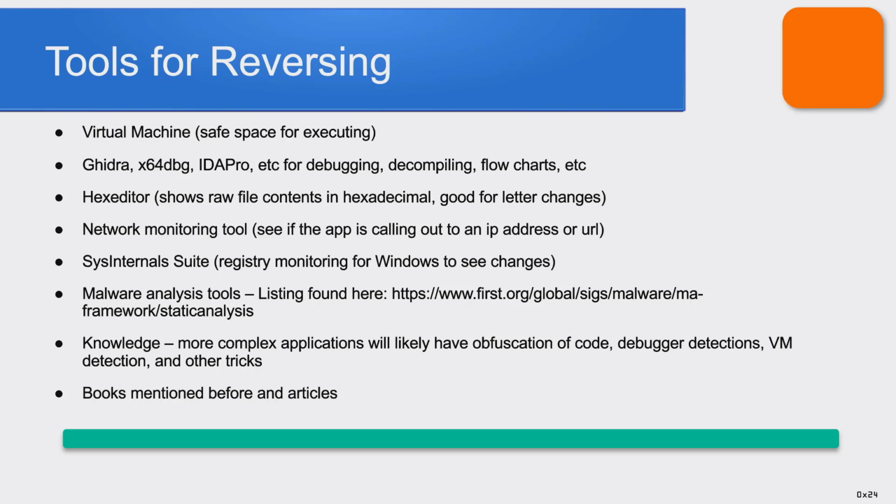And then you have your tools for reversing. You have the virtual machine again for the safe space for executing. Then you have Ghidra, among others, for debugging and decompiling. Now, with IDA Pro, I checked it a while back, but the free version has flowcharting in it. Flowcharting can make your life so much easier because you just follow it: I entered here, okay, it's going to take this direction, and it's just much easier to follow. And it has the code in there, so you are following the code, but it gets you there quicker.